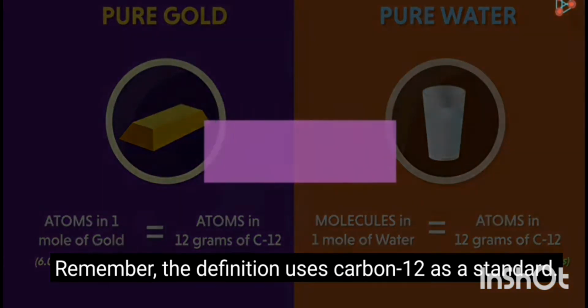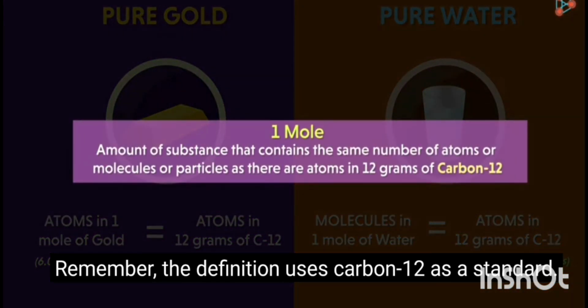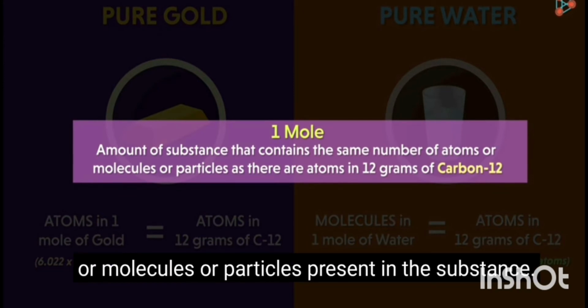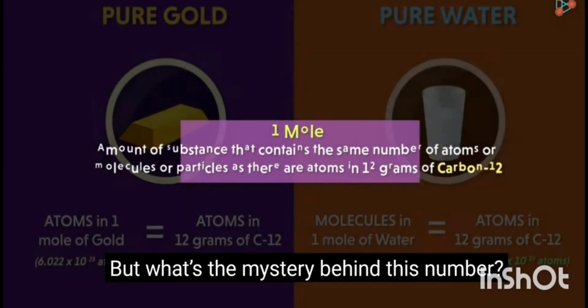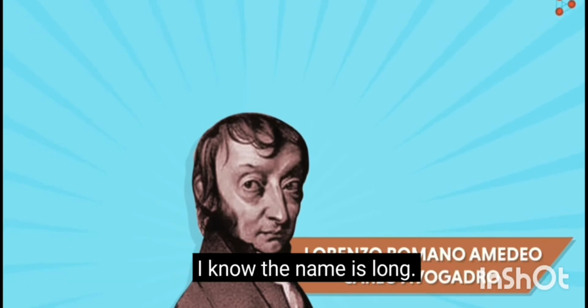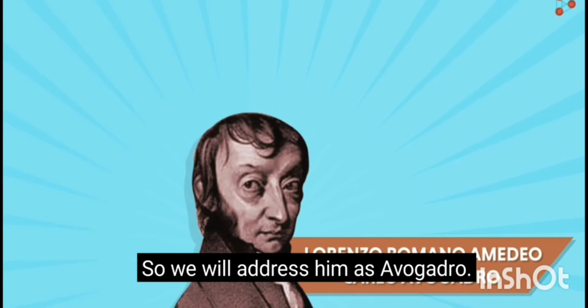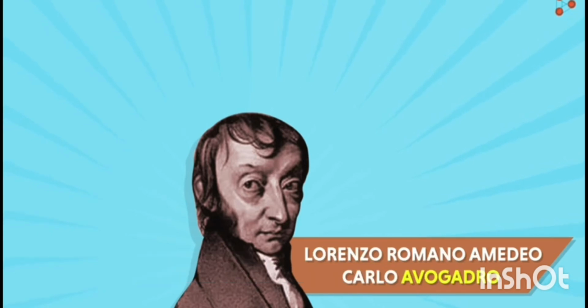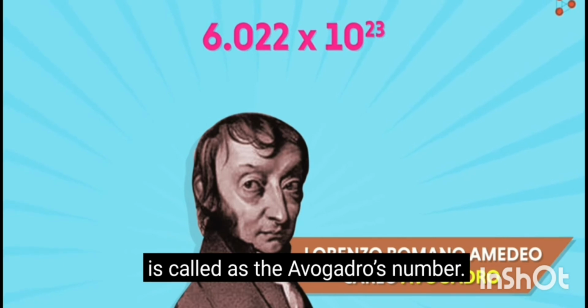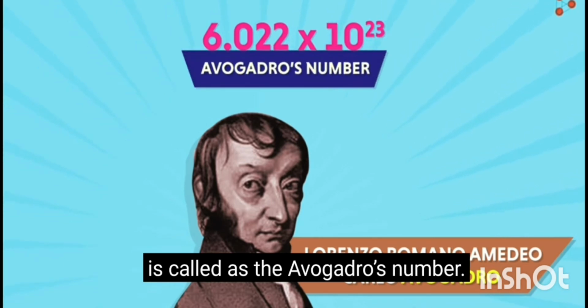Remember, the definition uses carbon-12 as a standard. It is used to compare the number of atoms or molecules or particles present in the substance. But what's the mystery behind this number? A scientist named Lorenzo Romano Amedeo Carlo Avogadro came up with this concept. I know the name is long, so we will address him as Avogadro. So the number 6.022 times 10 raised to 23 is called Avogadro's number.